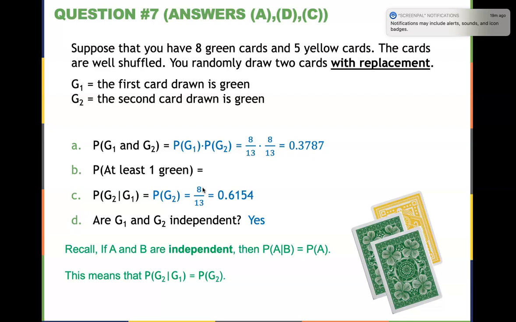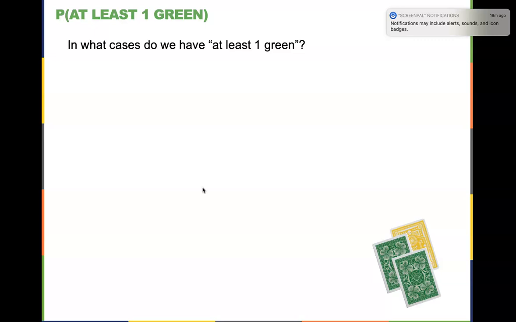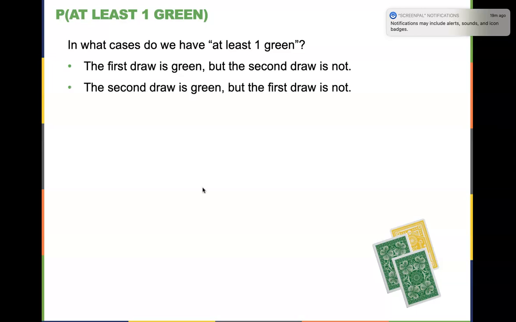Okay, so now for the harder question, the probability of at least one green. I'm going to show you this 2 different ways. First way, in what cases do we have at least one green? Well, you could have the first draw green, but not the second. You could have the second draw green, but not the first. Or you could have the first and second draw both green.